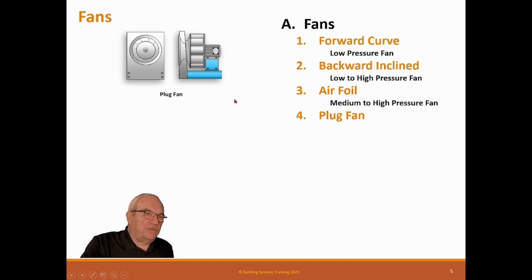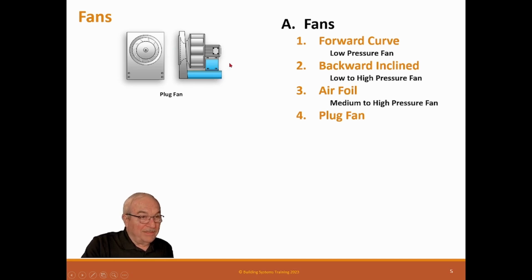Now, plug fans do not have system effect because they've already taken it. They advertise they have no system effect, and so in this plenum, you can take air out any way you want, because it doesn't matter, because this plenum is just a pressure plenum.